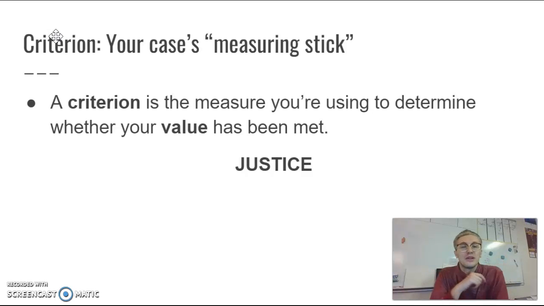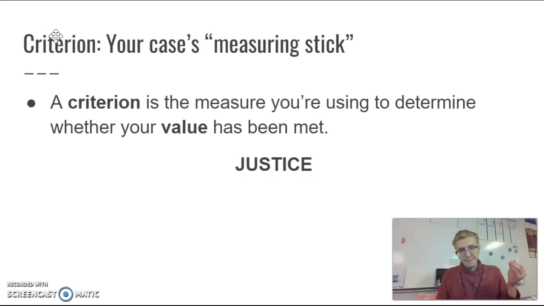I've always found the best way to think of criteria is as a measuring stick for your value. So a criterion is the measure that you're using to determine whether your value has been met. I'm going to do a little bit of a philosophy lesson here to help you see how this works. So justice, that value we talked about earlier. Most common definition for justice is just each person being given what they're due. You know, they get what they deserve.